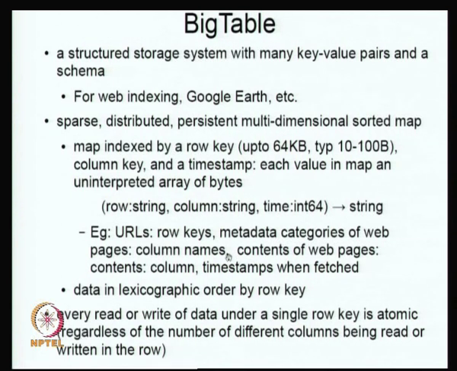All the data is usually kept in lexicographic order by row key. Every read or write of data under a single row key is atomic, in spite of the number of columns. So one thing that we guarantee is that reading and writing of data under a single row is atomic. They do not say anything about what happens across rows, but a single row is what they guarantee. Your application has to figure out how to get its job done with this particular guarantee.